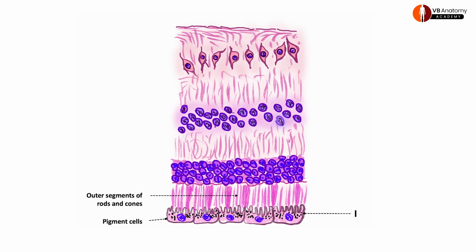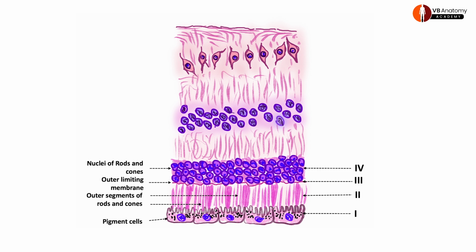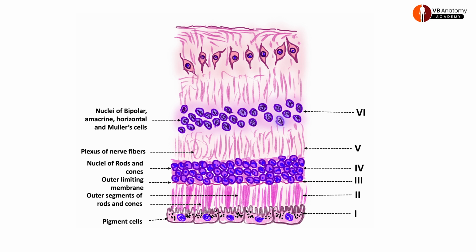This is the layer containing outer segments of rods and cones, forming the second layer of retina. This is the outer limiting membrane formed by the outermost layer of Mueller's cell, forming the third layer. These are the packed nuclei of rods and cones, forming the fourth layer. This is the plexus of nerve fibers, forming the fifth layer. These are nuclei of bipolar, amacrine and horizontal and Mueller's cells, forming the sixth layer. This is again a plexus of nerve fibers, this time synapses between bipolar and ganglion cells and amacrine cells, forming the seventh layer. These are the ganglion cells, forming the eighth layer.